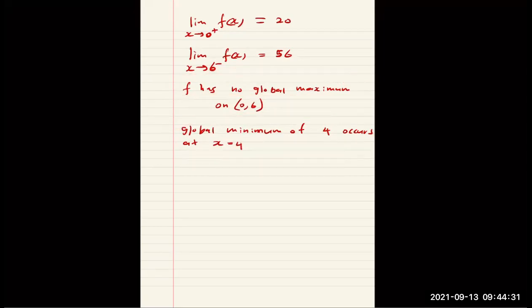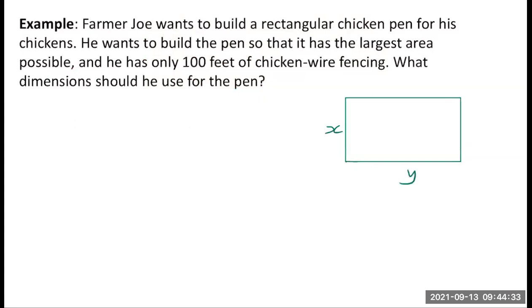All right, now let's look at some real world applications, real world problems. Here is the first example that I want to go over. Farmer Joe wants to build a rectangular chicken pen for his chickens. He wants to build the pen so that it has the largest area possible. And he has only 100 feet of chicken wire fencing.